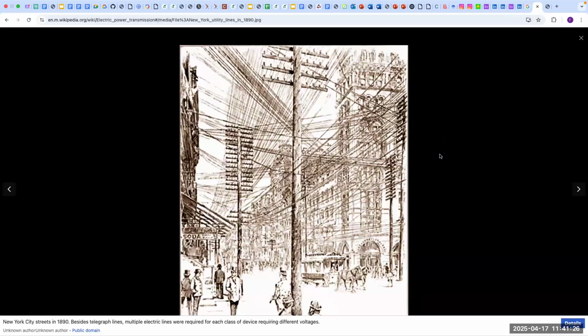He talked about crazy pictures of everything connected. So I looked on the internet and I found this. So I think this is an example. This is New York in 1890. And it says, multiple electric lines were required for each class of device. So lights needed a voltage. I don't know, the grandfather clock needed a voltage. And so Tesla came along and said, hey, you could do AC and you could use transformers. And so now we have 110 volts. And each device has its own transformer.